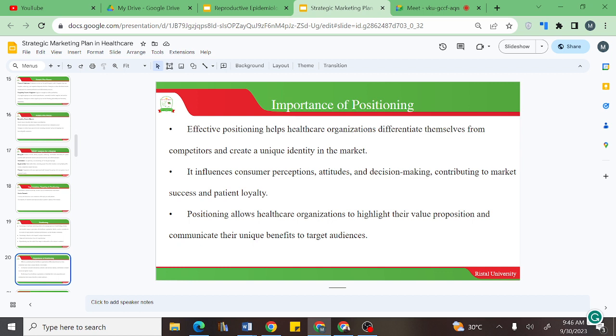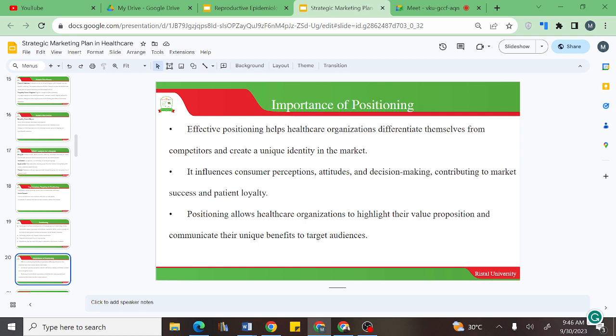So why is it very important to position yourself? One, you want to be distinct. It's to say that you don't want to be like what all other people are. So you need to be unique. You need to have a unique identity. And then that actually has an impact on what perceptions people will have about the services that you offer. And of course, the perception influences their decision making, and then of course contributes to your success as a healthcare organization.